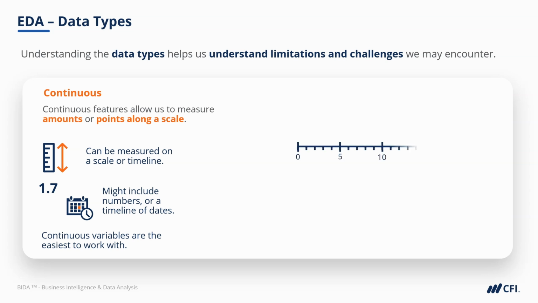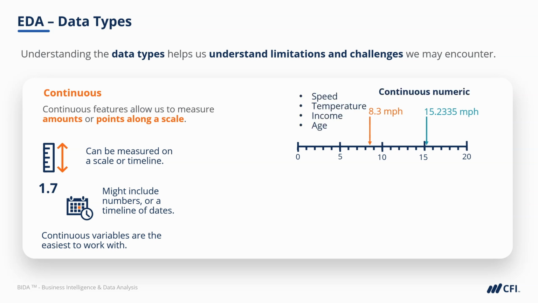Continuous numbers can take on any value on a continuous scale. On a scale of speed, it's very possible to record a speed of 8.3 miles an hour or even 15.2335. There is infinite possible detail on this scale. Speed, temperature, income, and age are all good examples of continuous numeric variables.